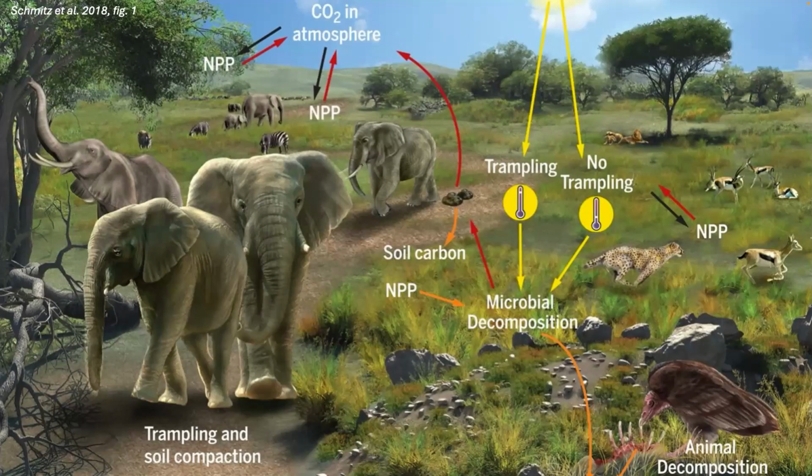They directly impact ecosystem carbon by consuming vegetation. They trample and they compact the soil beneath their feet, presumably multiple feet. They also interact with other animals such that they influence the behavior and the physiology of those animals. So there's a whole lot of direct and indirect effects of big animals on ecosystem carbon.